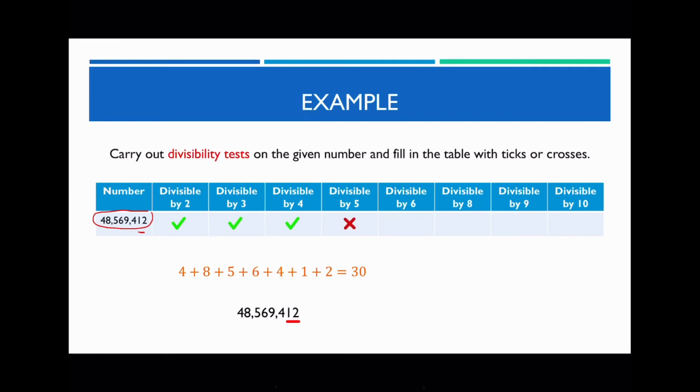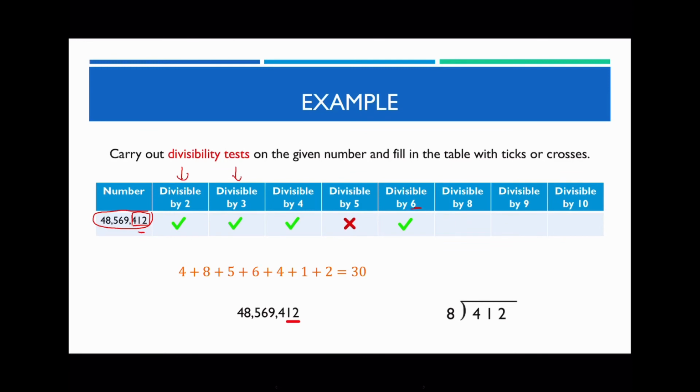We said that something is divisible by 6 if it passes both these two tests over here. In this case, they did. So therefore, this passes this test as well. We said that something is divisible by 8 when the last 3 digits can be divided by 8 without any remainders at all. So the last 3 digits in this case is 412. So let's see whether 8 can go into 412 evenly.